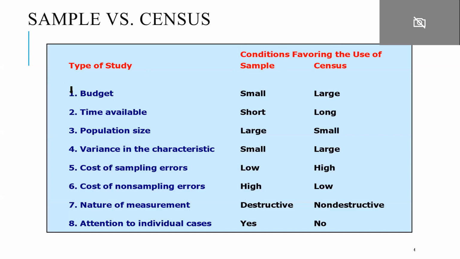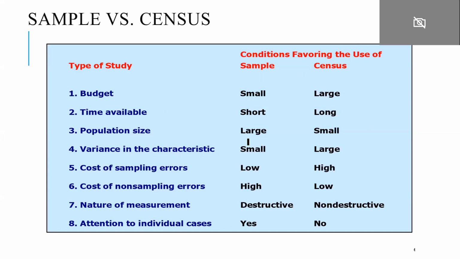In terms of budget, when your study has a small budget, you will go for a sample survey. When you have a large budget, you will go for the census survey. Second is time available. When the time available is very short, you will go for sample. When you have a long time, then you can perform your census survey. When the population size is very large, you will perform a sample survey. When the population size is very small, you will perform a census survey.